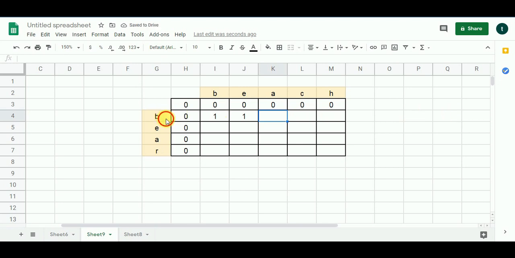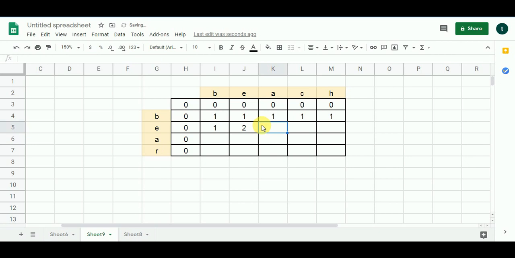Similarly, B doesn't match with A, so I'll get 1 over here because that's the maximum value out of these two cells. B doesn't match with C, so it will be 1 again. B doesn't match with H, so it is going to be 1 over here. Then E doesn't match with B, so I am going to get 1 because it's the maximum value out of these two cells. Then we have E matching with E, so I go one cell backward and add 1 to it. So I'll get 2 as the answer.